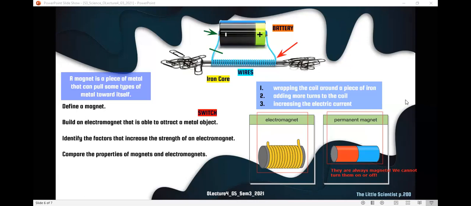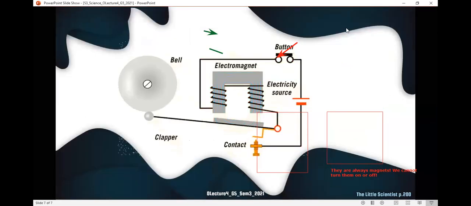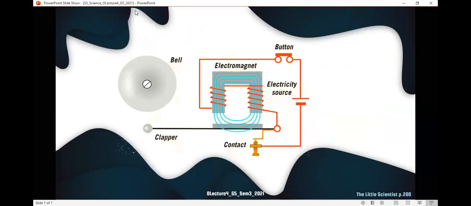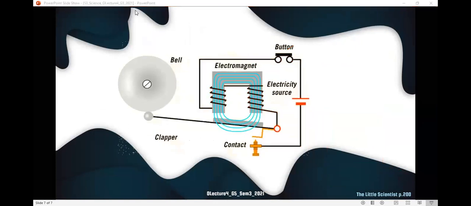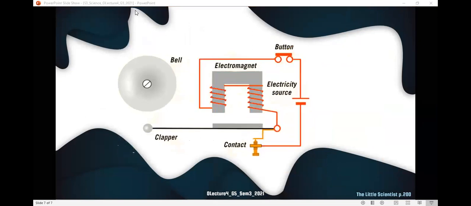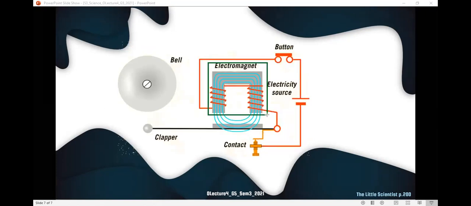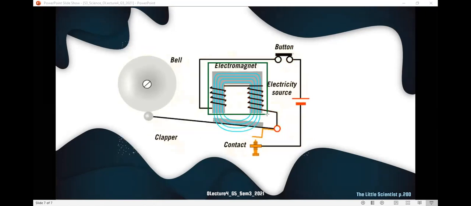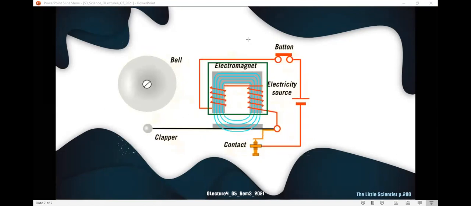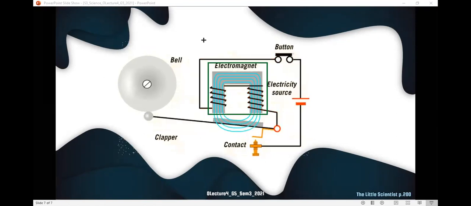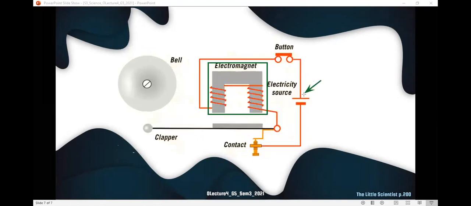Okay. Last thing and we're done. Do you know how the bell rings in school? This is how electric bells work. This is what it looks like. I have an electromagnet. This is the electromagnet. Okay? That's why when there is no electricity the bell doesn't ring. If you notice when we go back to school you will notice this. If there is no electricity the bell doesn't ring. Okay? This is the source of electricity.